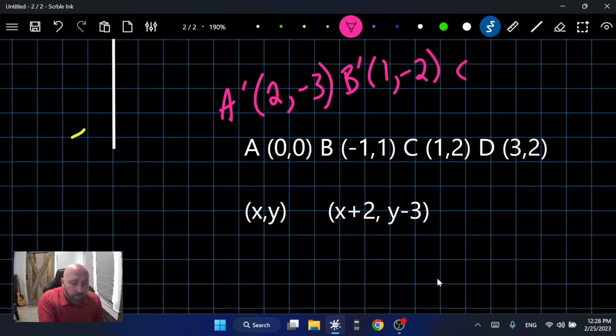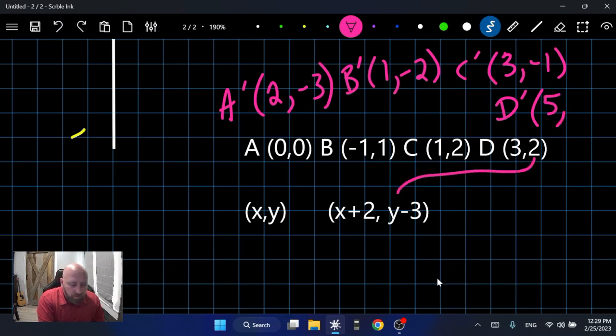And then we have to do our c prime. And our c prime would be 1 going in there. 1 plus 2 is 3. And then our y is 2, so 2 minus 3 is -1. And then our d prime, I'll put here, and we'll do our d prime is 3, so 3 plus 2 is 5. And then 2 in there is going to be 2 minus 3, and that will be 1.